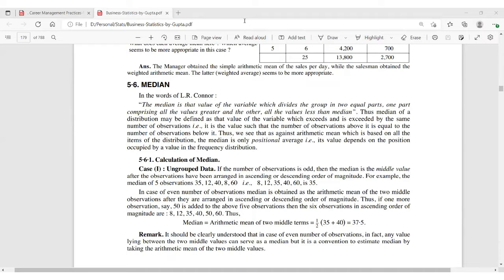The median of a distribution may be defined as the value of the variable which exceeds and is exceeded by the same number of observations, and its value is such that the number of observations above it is equal to the number of observations below it.